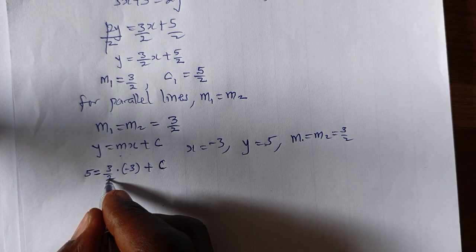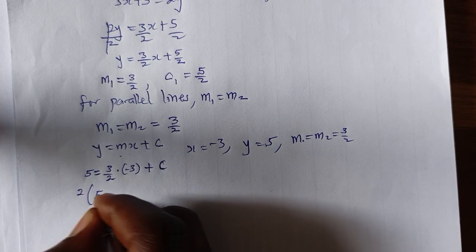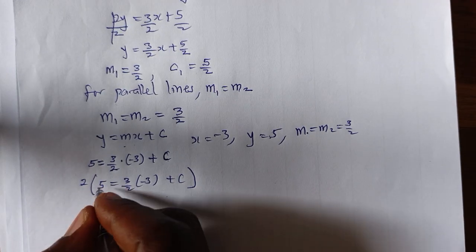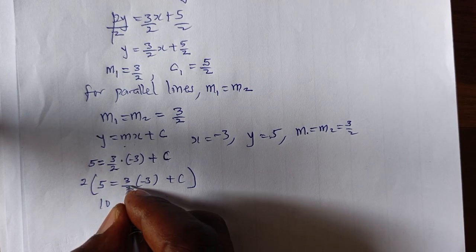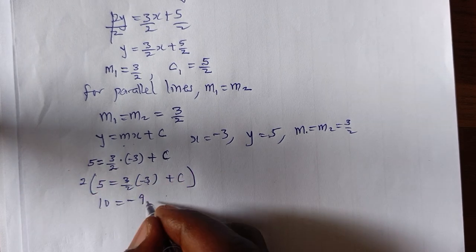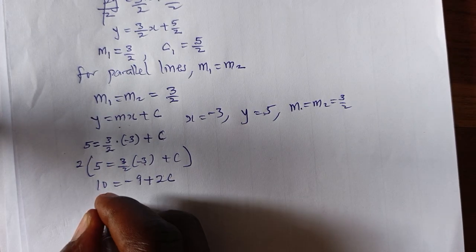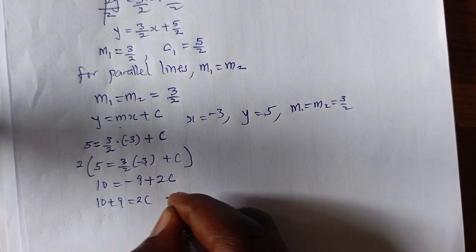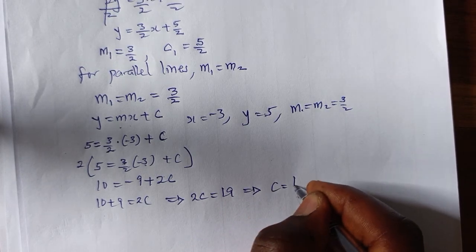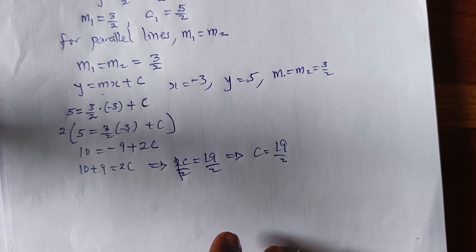So let's get rid of the fraction, multiply by 2. Then we have 2 times 5 equals 3/2 times -3 plus c. 2 times 5 is 10. 2 times 3/2, the 2 cancels out, we have 3 left. 3 times -3 will be -9. 2 times c will give us 2c. So take -9 to this side. We have 10 + 9 = 2c. This implies 2c = 19, which implies that c = 19/2, when we divide both sides of the equation by 2.